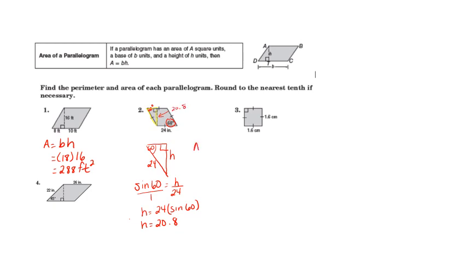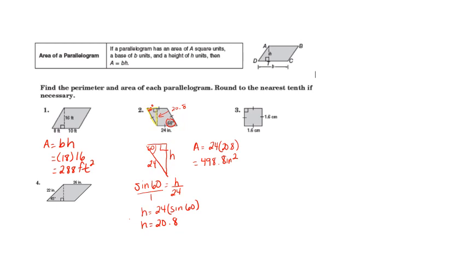So area equals base times height. The base is 24. The height is 20.8. So the area of this parallelogram is 498.8 inches squared. So again, sometimes on these parallelograms, you're going to have to use some trig work to figure out the missing height.